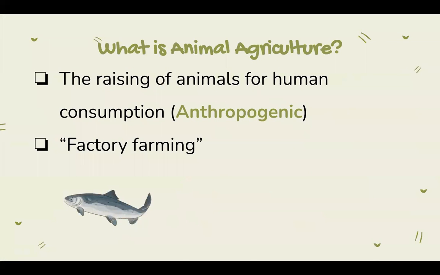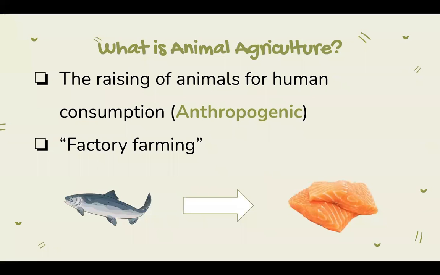So, what is animal agriculture? Well, basically, animal agriculture is the raising of animals for human consumption. This means that it's an anthropogenic process, or basically that it's a human-caused process. Animal agriculture itself has a connotation of factory farming, which you might have seen a lot.